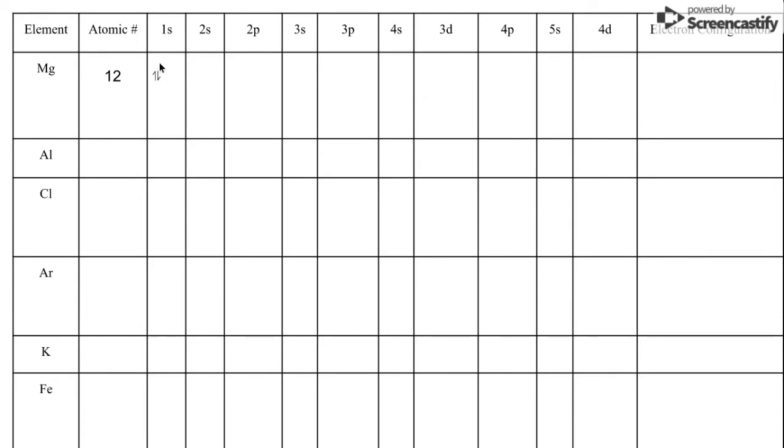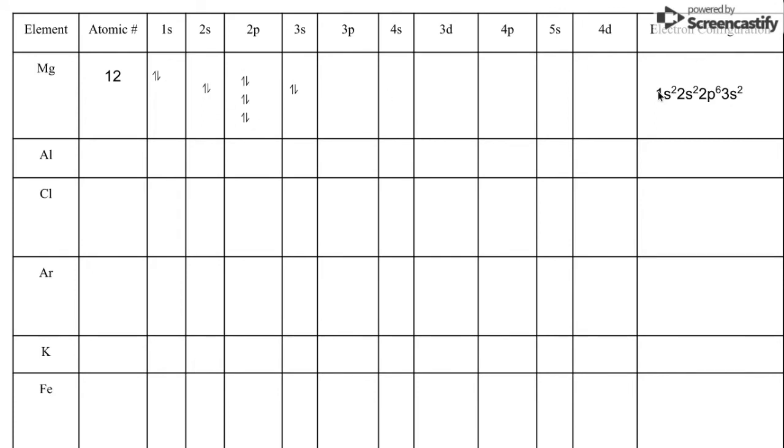The first 2 would go in the 1s orbital, and notice they are paired. One was spin up, one was spin down. The next 2 would go into 2s orbitals. The next would go in the 2p, but remember there are 3 orbitals in the p orbitals, so we would have 3 groups of 2 or 6 total. Then 3s, and that takes us to a total of 12 electrons. 2, 4, 4 plus 6 is 10, plus 2 more is 12.